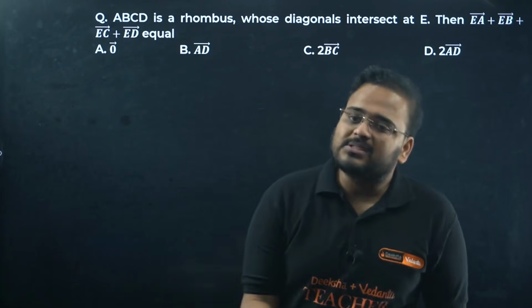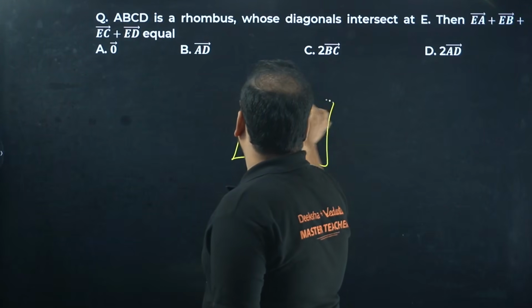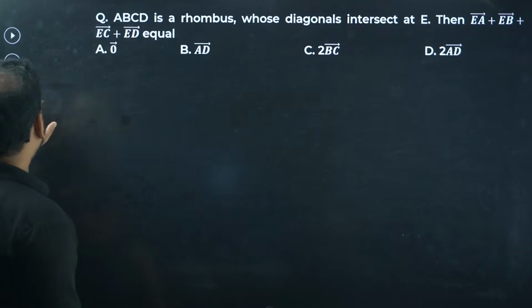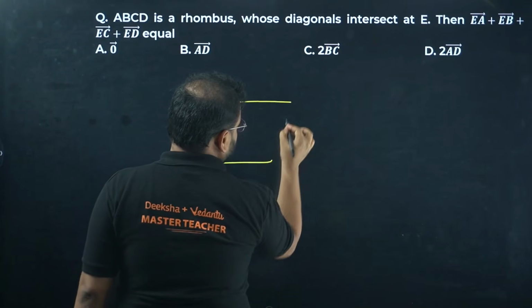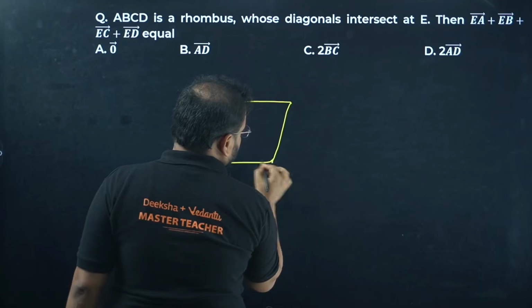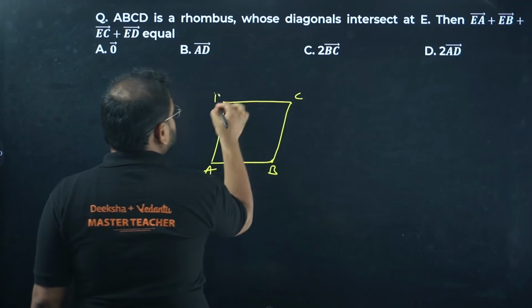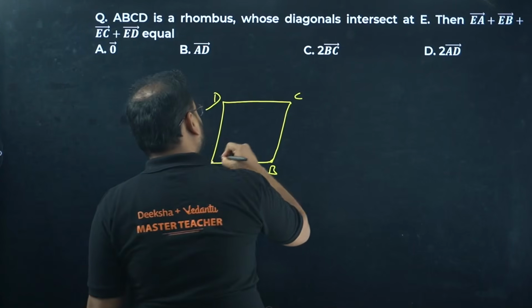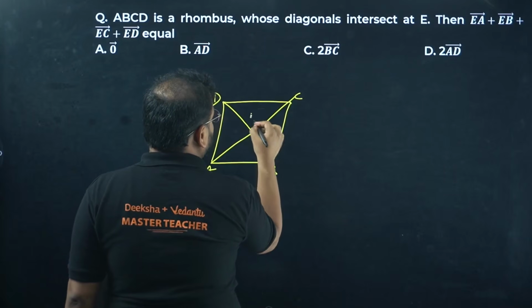So ABCD is a rhombus whose diagonals intersect at point E. It's a rhombus. Sorry, it doesn't look like a rhombus. I'll try better. This is a little bit okay, right? So ABCD is a rhombus, and the diagonals intersect at the point E, so let's draw the diagonals first. This is my diagonal at the point E.